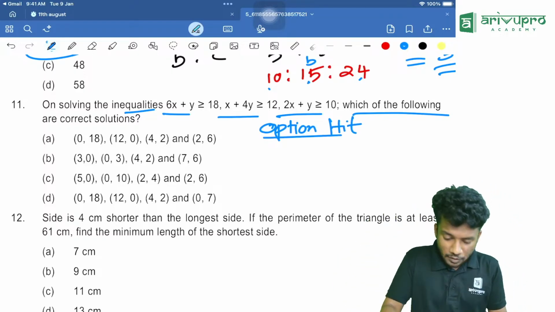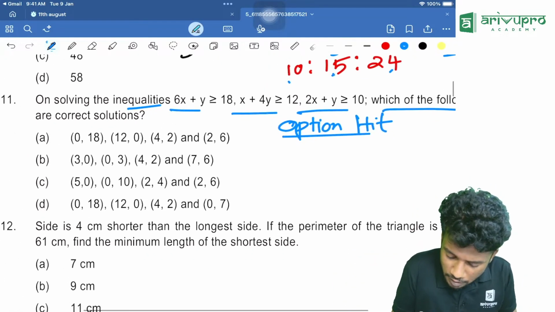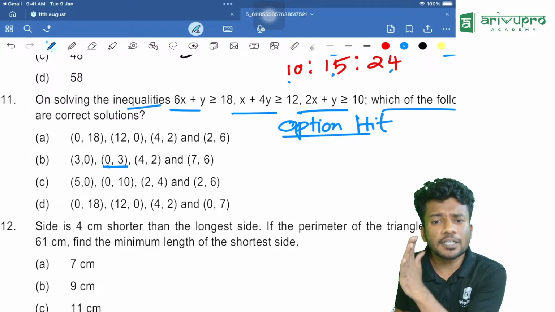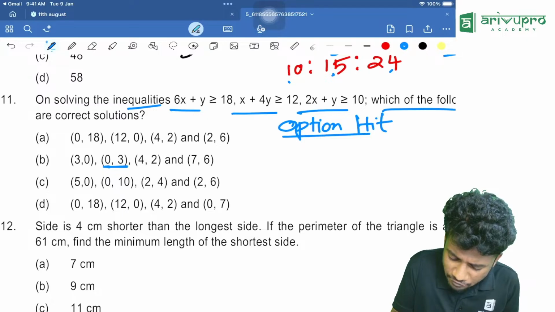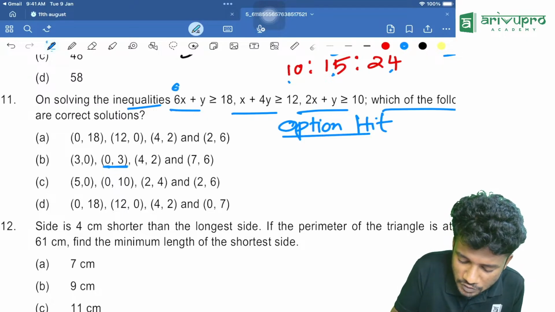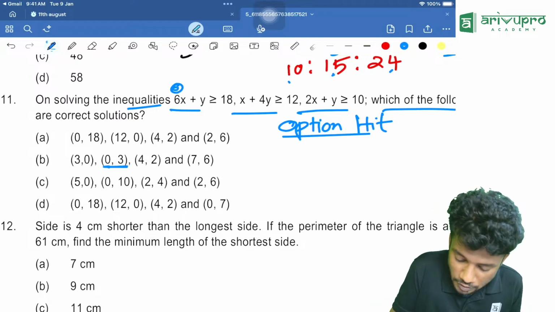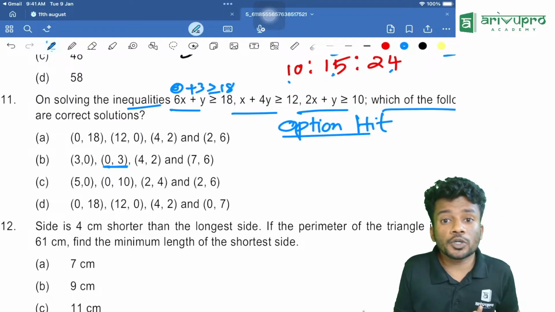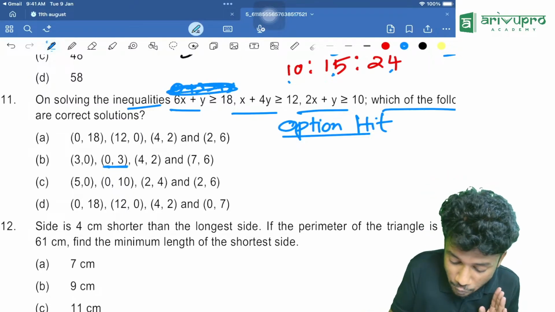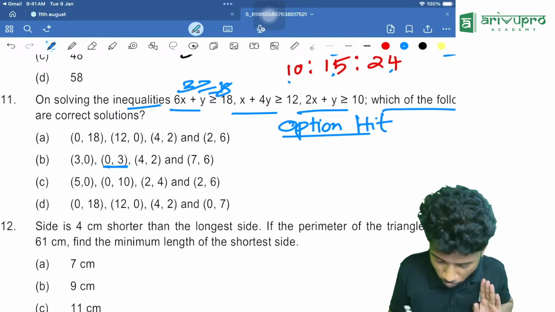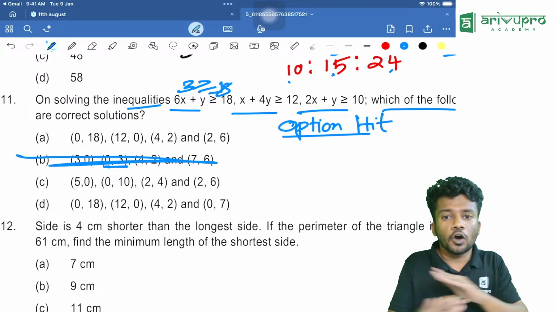Look here. First we will check option B. There is a point 0, 3. If you put 0, 3 in the first equation, it will become 6 into 0, which is 0, plus 3, which is 3. That is greater than or equal to 18? Is 3 greater than or equal to 18, people? No. That means option B is wrong.